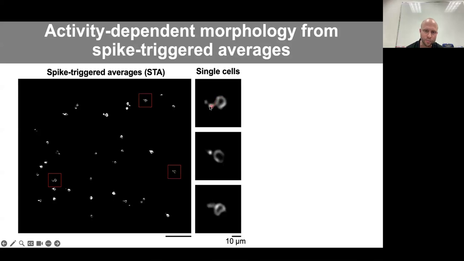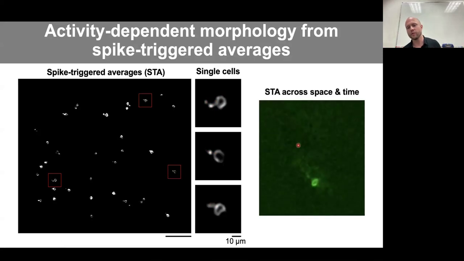And then we also see these processes come off the cell body. And we're not really sure what those processes are. They could be dendrites or they could be axons, but we have reason to believe that they might be axon initial segments. What's even cooler, though, is when you look at these STAs, these spike triggered averages over time. If we do that, we can actually look at where the spike is initiating in the cell and then watch it propagate outwards into the neural processes of the MLI.